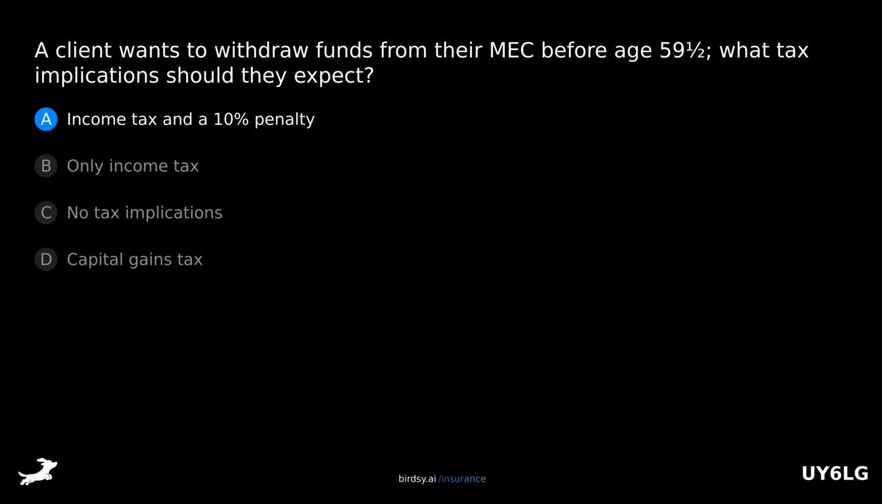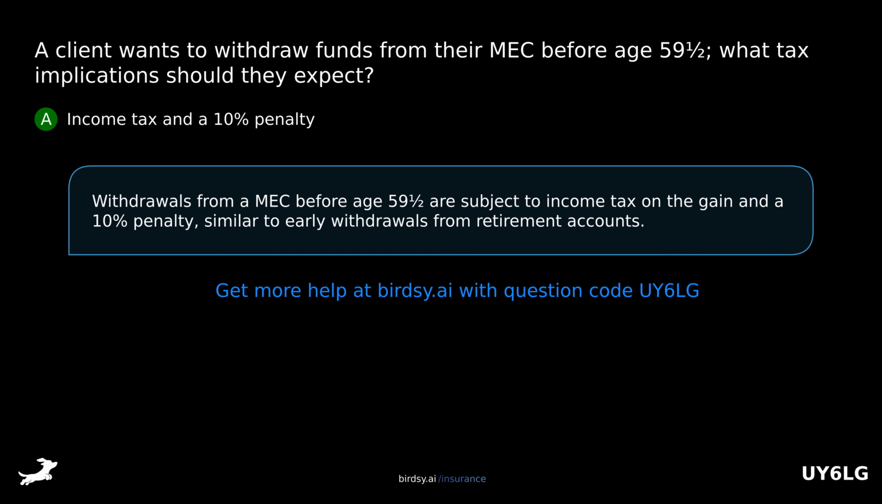Is it A, income tax and a 10% penalty, B, only income tax, C, no tax implications, or D, capital gains tax? The answer is A, income tax and a 10% penalty. Withdrawals from a MEC before age 59 and a half are subject to income tax on the gain and a 10% penalty, similar to early withdrawals from retirement accounts.